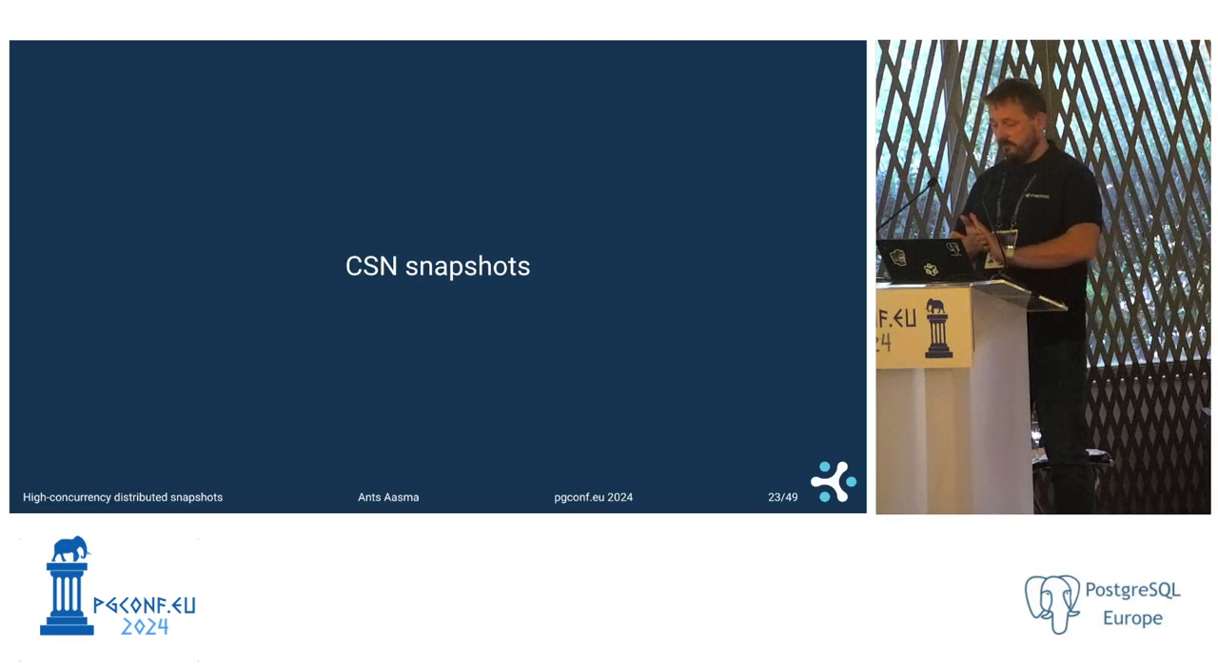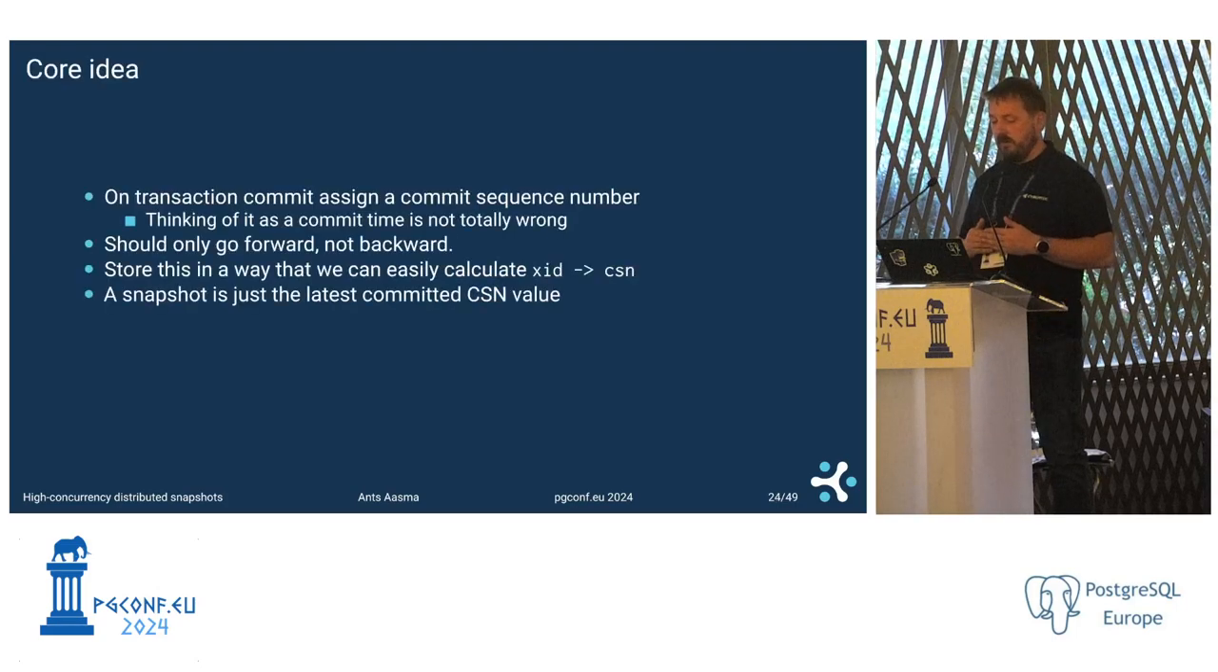So here's a proposal to fix this. This is typically called in the Postgres world CSN snapshots, but as every good child, it has many different names. The CSN stands for commit sequence number. And the core idea here is very simple. When we are committing a transaction, we assign it a commit sequence number, and this means this is the order that things happen in the database.